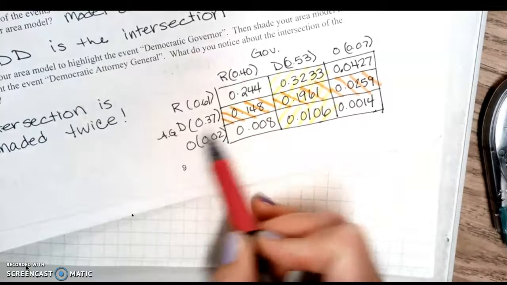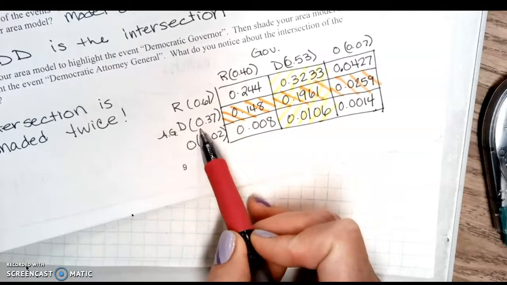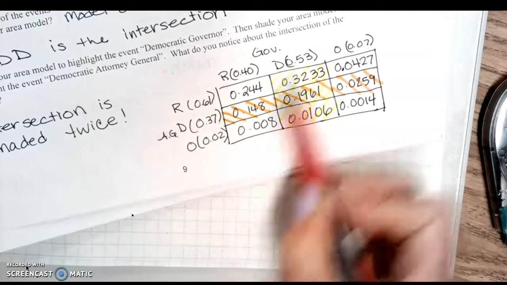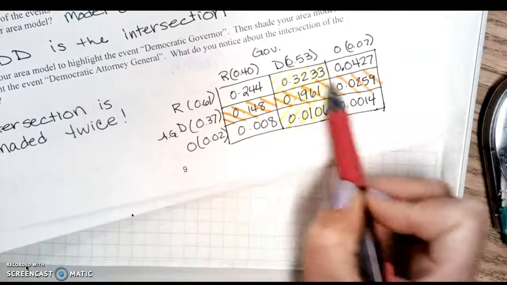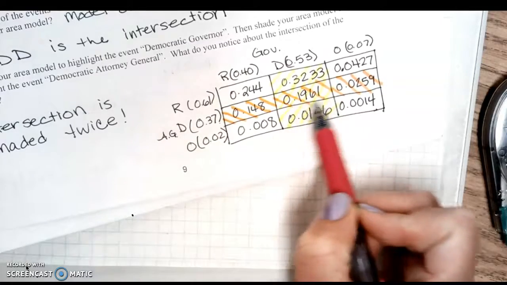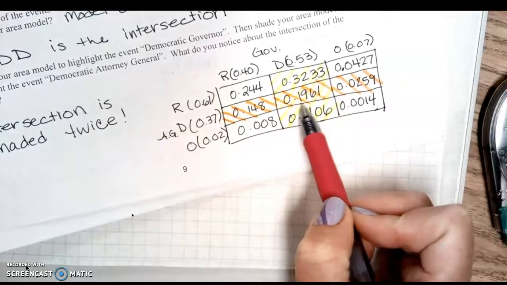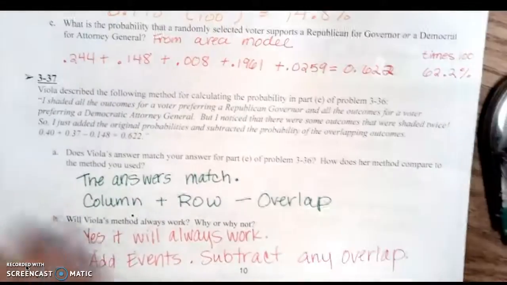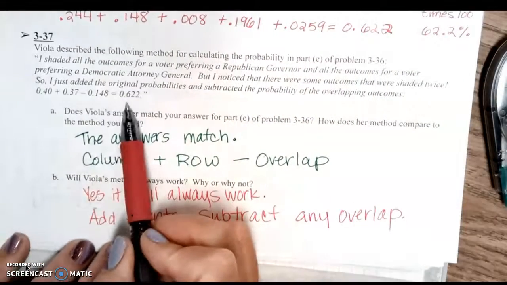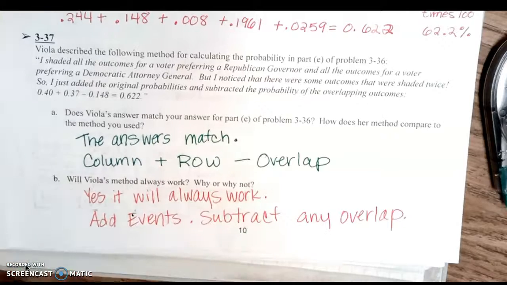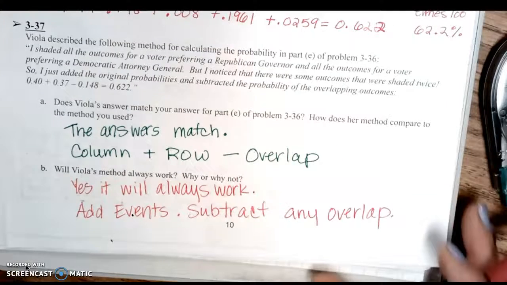And to the left of this row is where she got the 0.37. Add those two together and then subtract out the overlapping, which was 0.1961. And that gets the 0.622. Okay? So part A says, does Viola's answer match your answer for part E of problem 36?